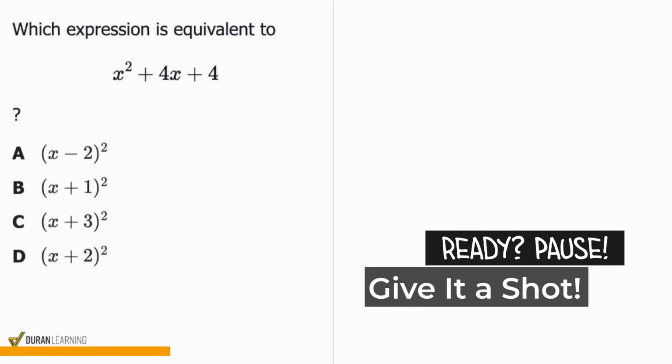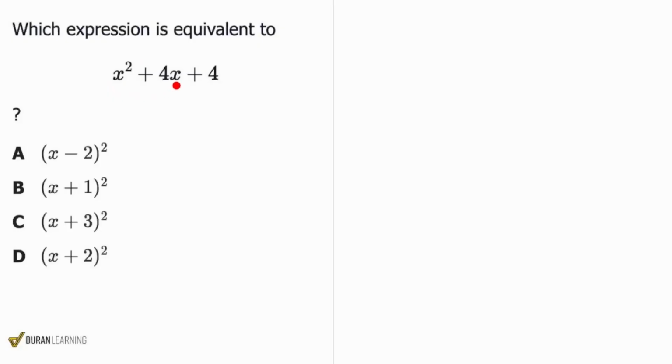We're taking care of finding an equivalent expression to x squared plus 4x plus 4. So here's the main rule, everybody. The main rule is going to be find the factors of c that add up to b. That's what we're trying to do. This is trinomial factorization. So the cool thing about this problem is that b and c are the same number.